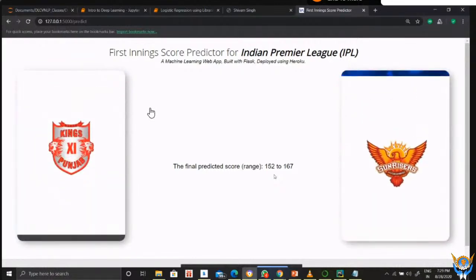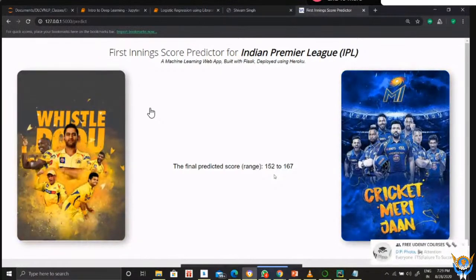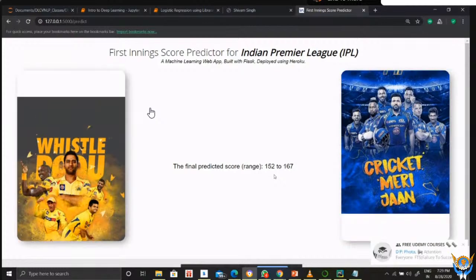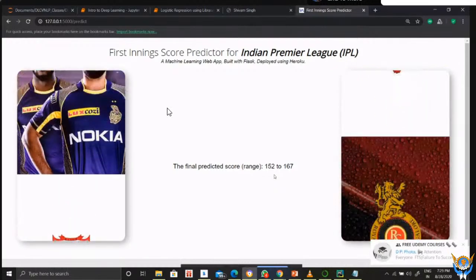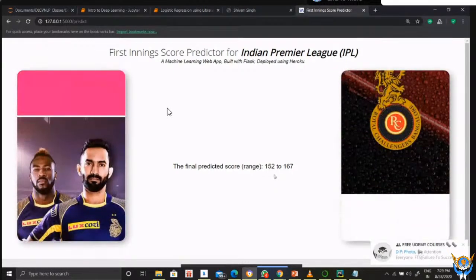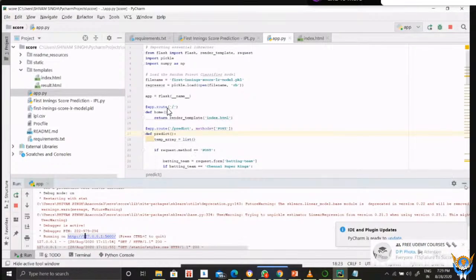and who is on strike, who is on non-striker. So basically this predicted score depends on all these things. Okay, so now I can show you the code behind this.